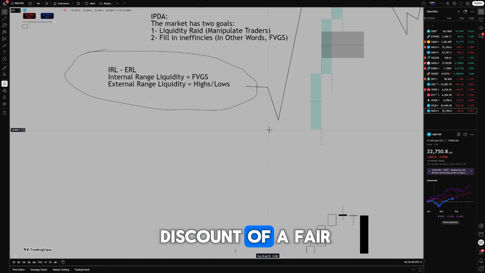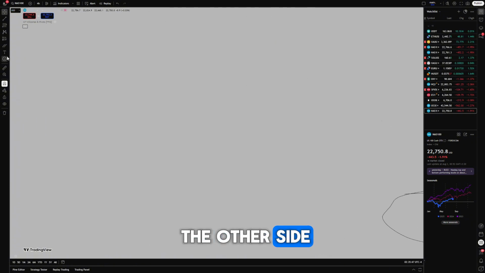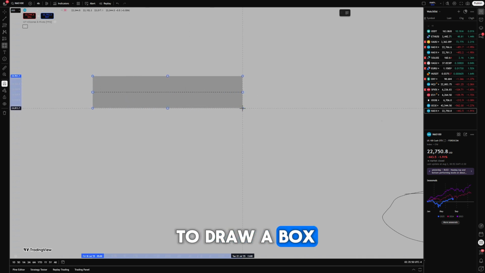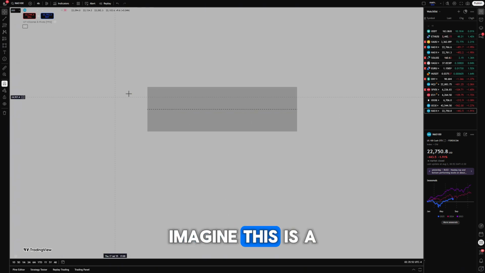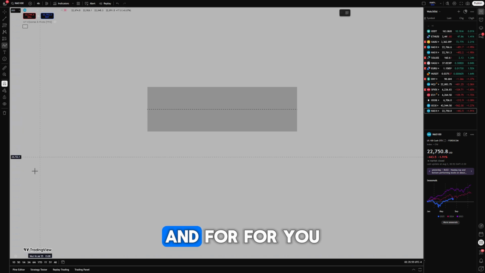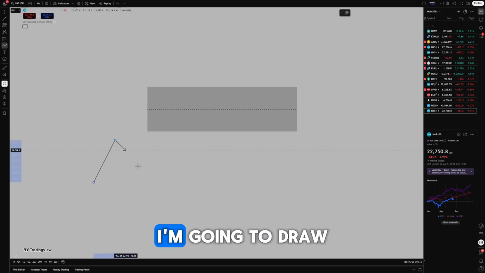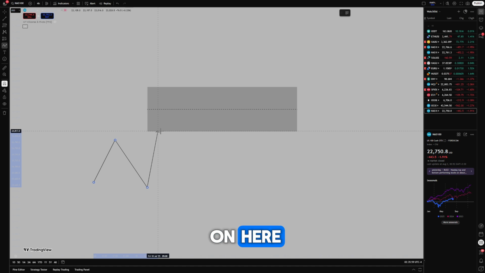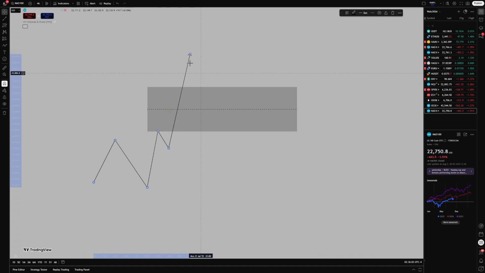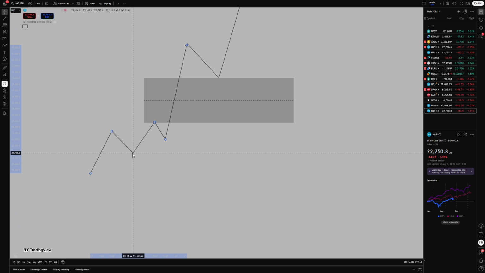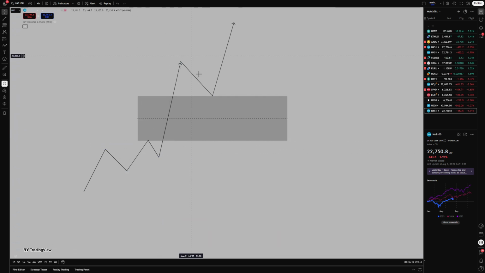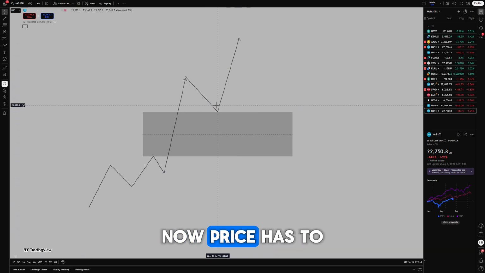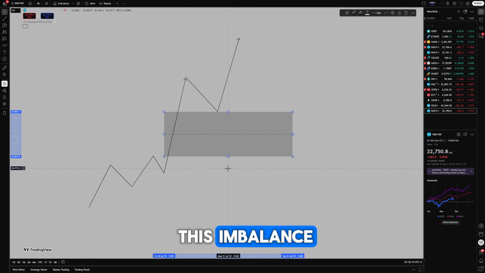Now, a premium and discount of a fair value gap. Let's come here on the other side, and I'm just going to draw a box. Imagine this is a fair value gap, okay? And for you to understand this better, I'm going to draw a fair value gap on here. There you go. First candle high, third candle low. Between them is a fair value gap. Now price has to retrace to fill in this imbalance.